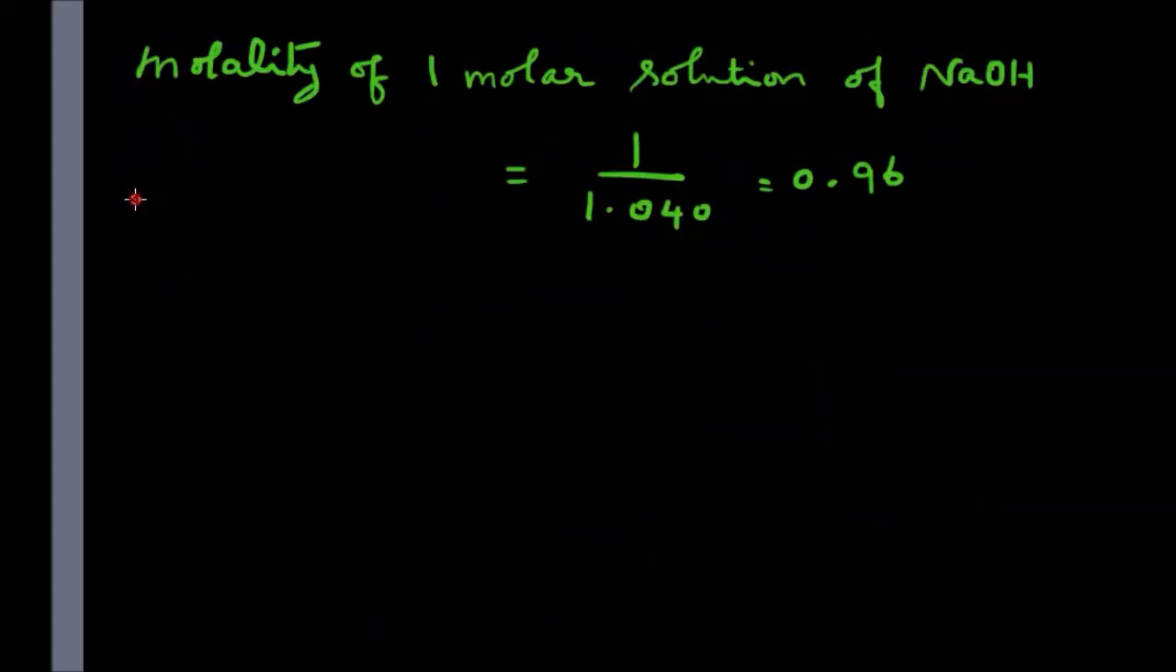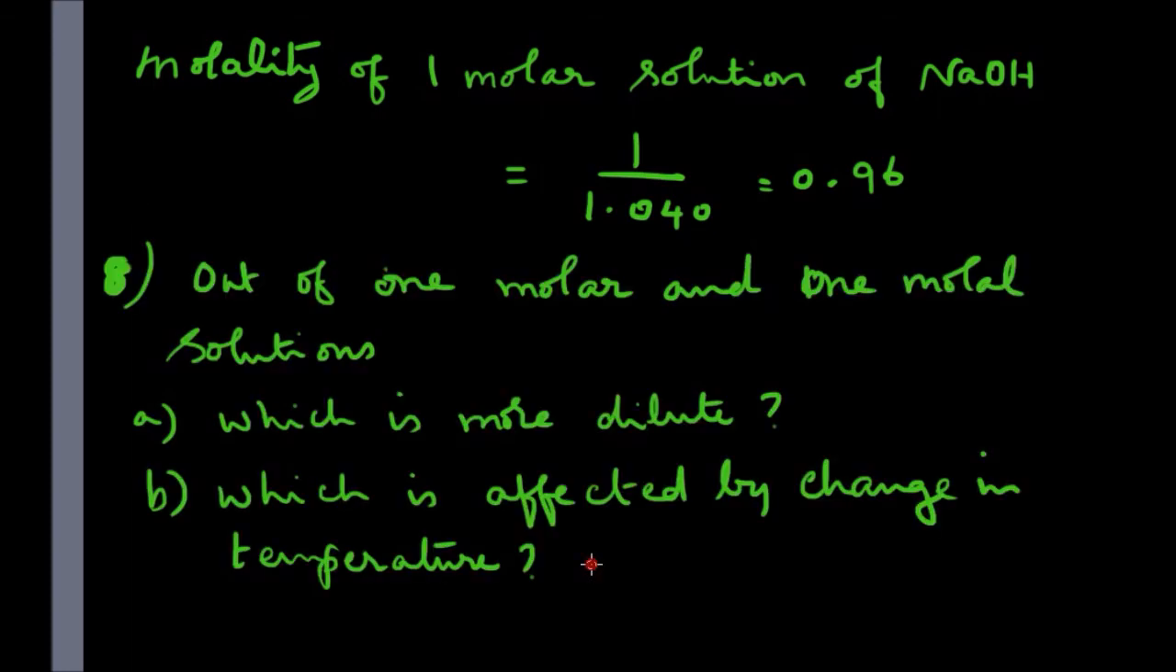So we find that the molality of 1 molar solution of sodium hydroxide is 0.96. In this context, I would like you to answer two questions. The questions will be, out of 1 molal and 1 molar solutions, which is more dilute and which is affected by change in temperature? These are two things that you can answer from your understanding of molarity and molality that we have discussed so far.